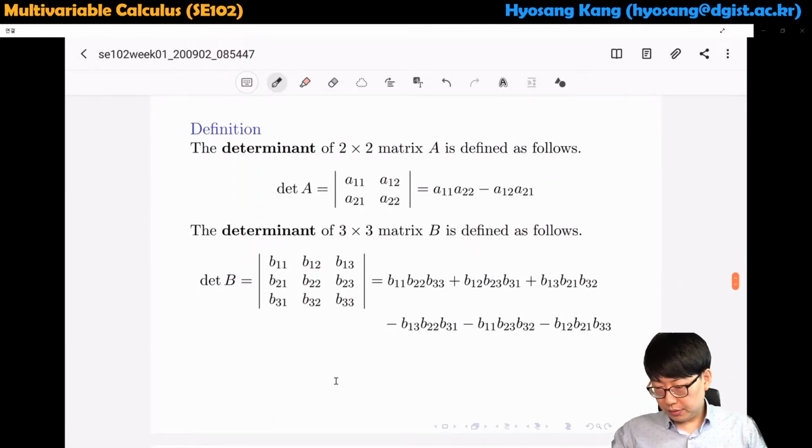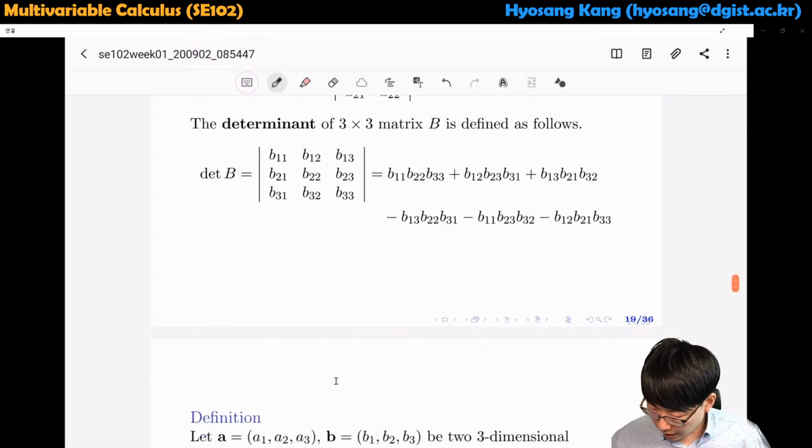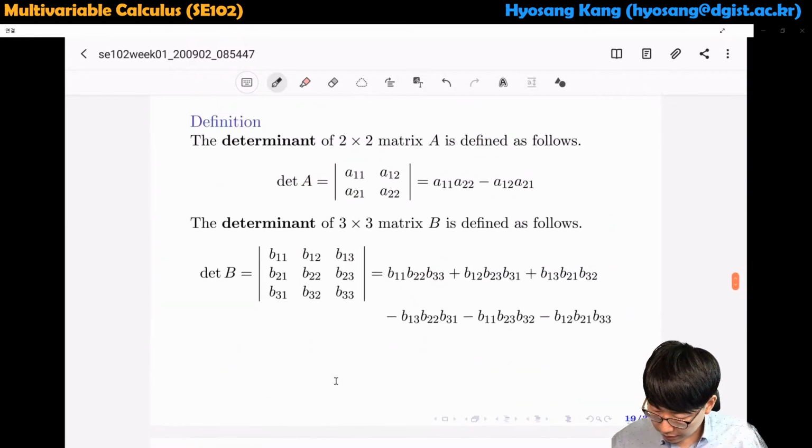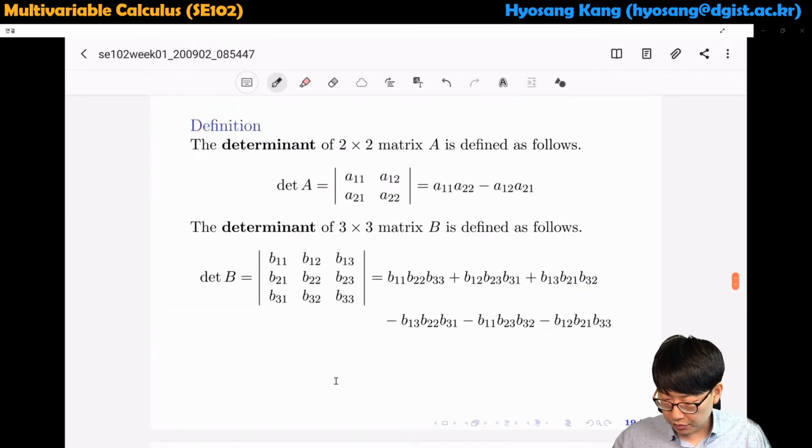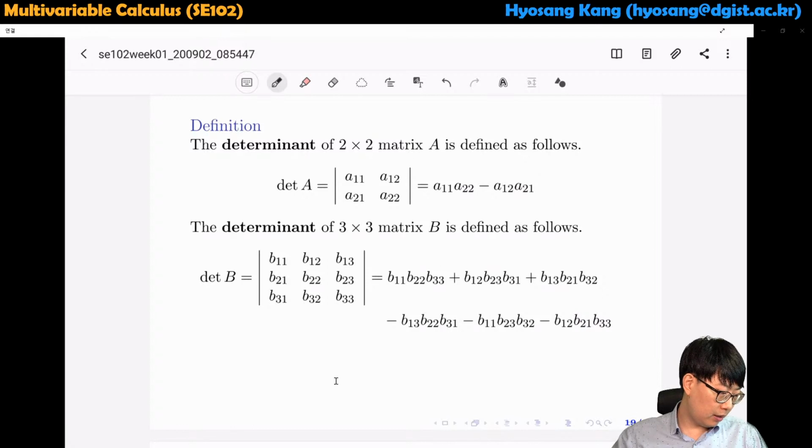So this is probably almost the last property or definition of matrices, the determinant. Probably you might remember from the differential equations course last semester that you need the determinant to compute the, what was the name?